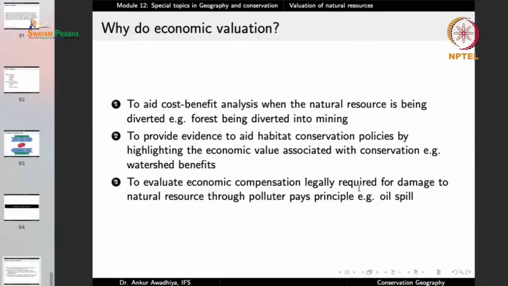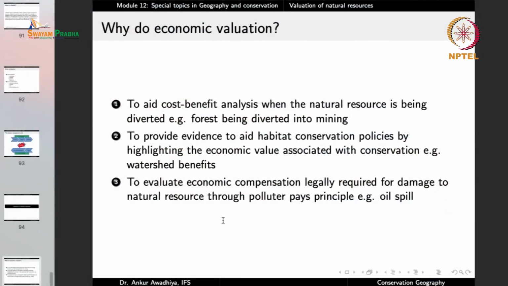Only then we will be able to justify the continued existence of our forests, because otherwise we have already observed that land is in shortage. There is so much demand for land that people would want to divert the forest into other uses. So if you want to maintain your forest, if you want to maintain your natural resources, and that too primarily because they are providing you with certain benefits, you need to have a ready figure to tell people that we need to protect these forests because they are providing us with such and such values.